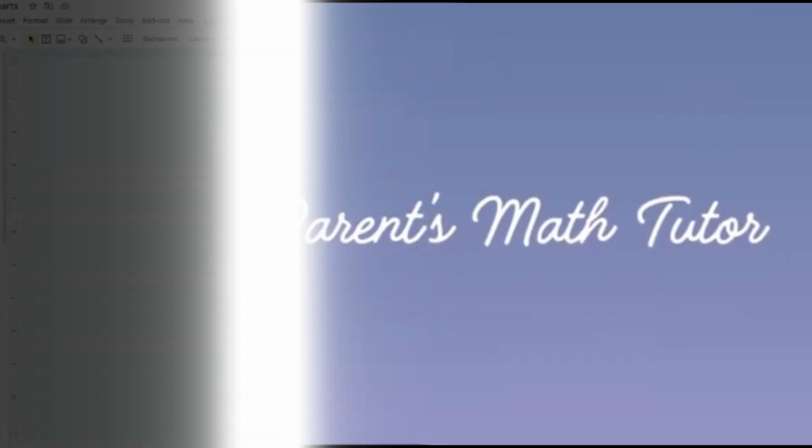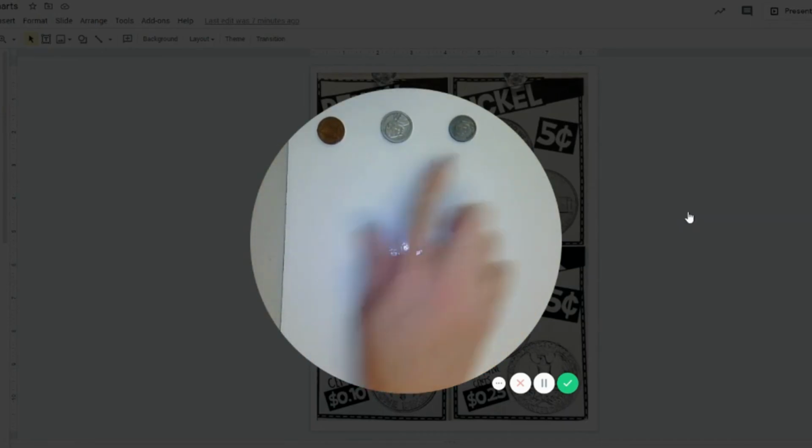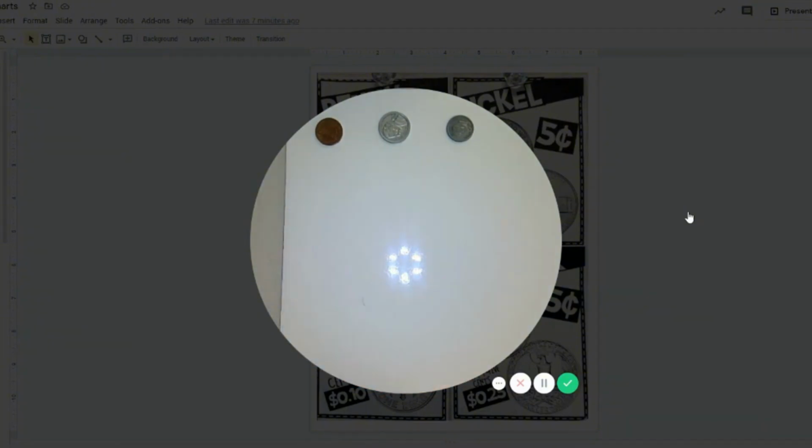Let's get started. Today we're going to explore another way to represent quantities. I want you to look at what I have laid out here. I have some coins. We're going to start discussing money.